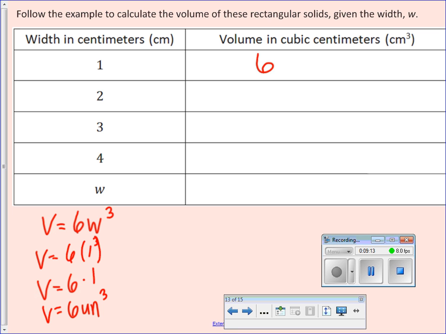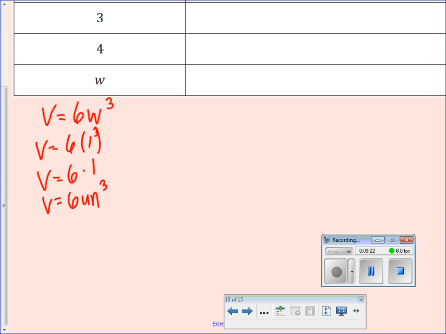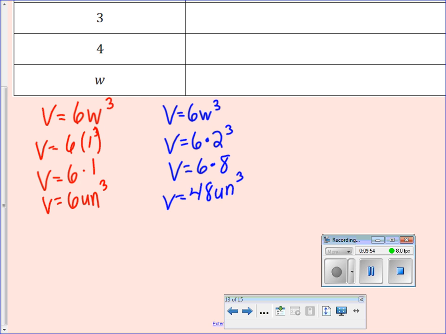Oh, so here they're telling us it's centimeters. So here our unit is labeled in the heading of our chart. So now let's try it when the width is 2. 2 centimeters cubed. I follow my PEMDAS rules and do one step at a time. What is 2 cubed? 8. 6 times 8 is? And I always label my answer.